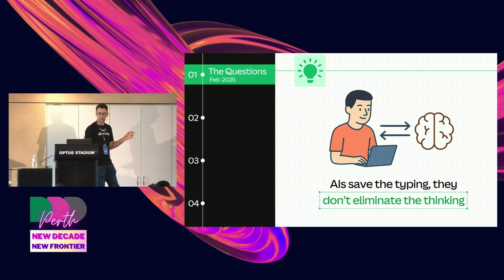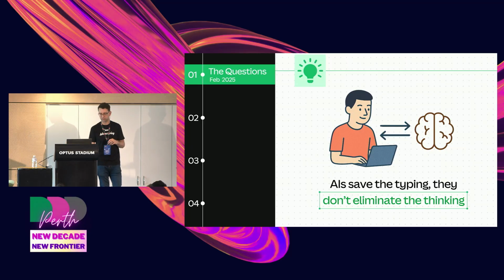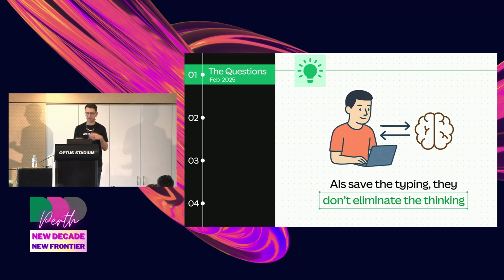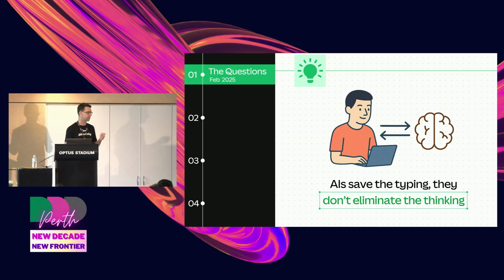And so having ruled out most, if not all, of the computer science fundamental style questions, and with a decent understanding of where AI struggled, we started to turn to brainstorming new questions. With the mantra of AI saves the typing, it doesn't eliminate the thinking, we tried to come up with questions that would allow candidates who had mastered AI the best opportunity to demonstrate their skills.